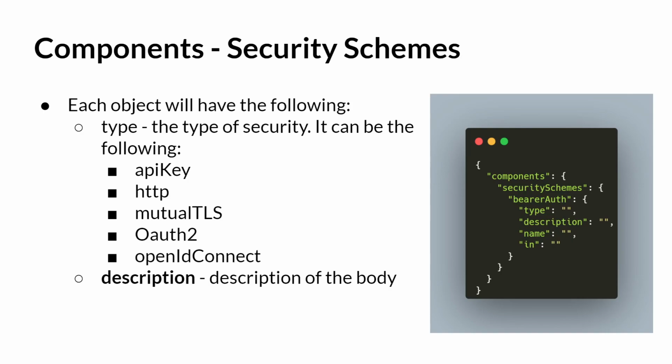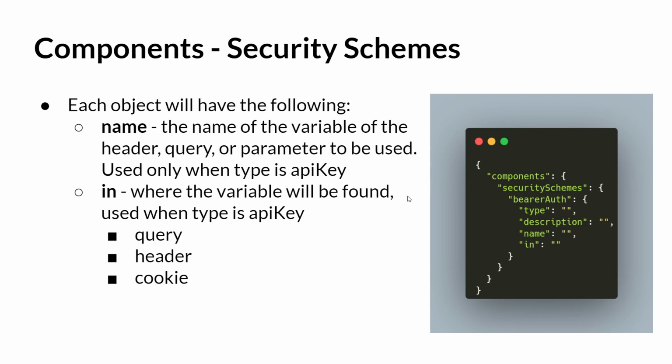So there's the description, which describes the security scheme. The name, which is the name of the variable that will be used to access the token for the security, if it's in the header, query, or cookie. I mean, the name of the variable that can be found in the header, query, or cookie. To do that, we check the "in", which is where the variable will be found when the type is API key. If the type is API key and you want to access the variable of the security scheme on the query, you have a value of "in: query" and then the name of the variable. So that is the setup here.